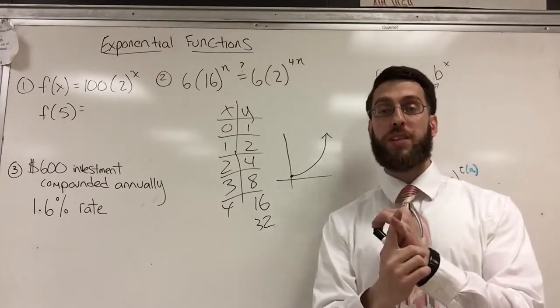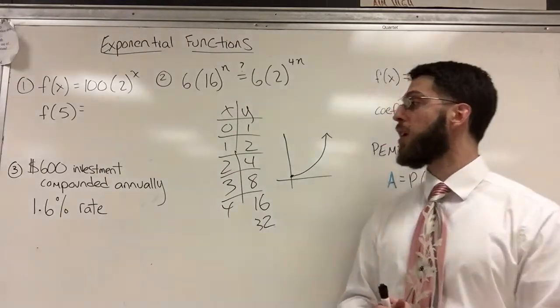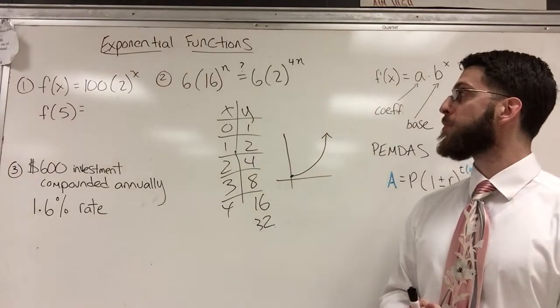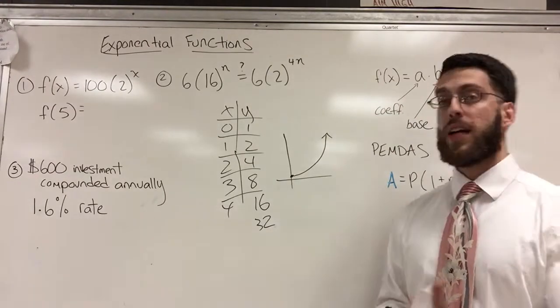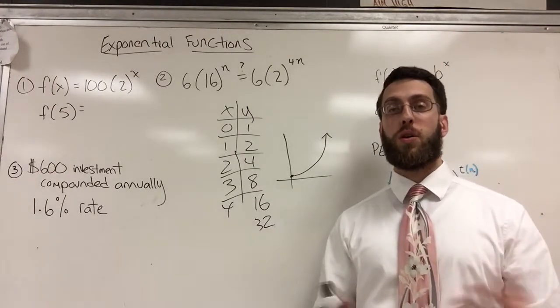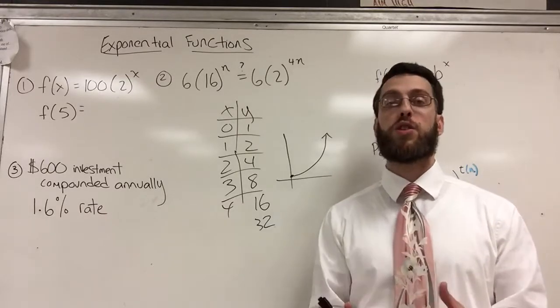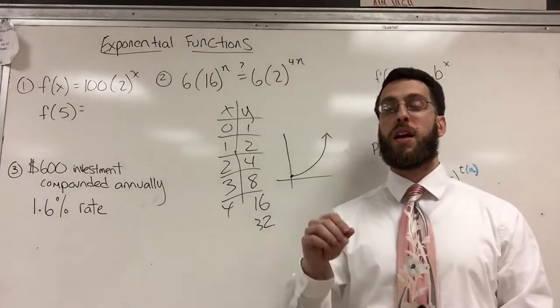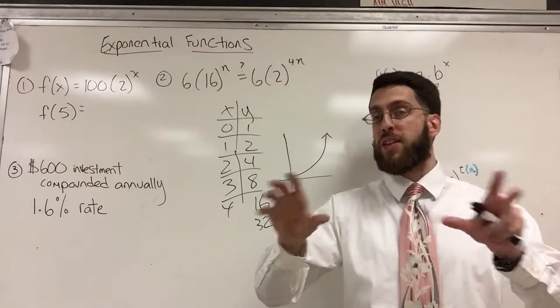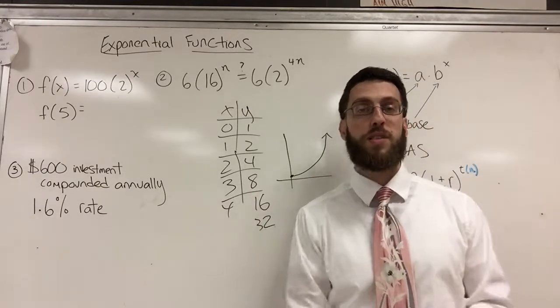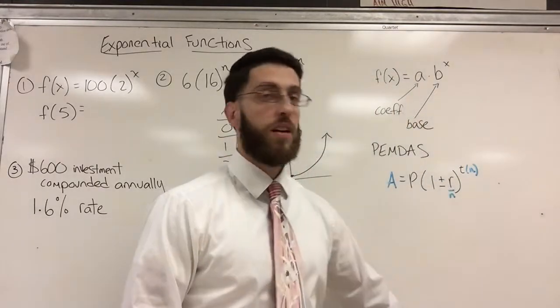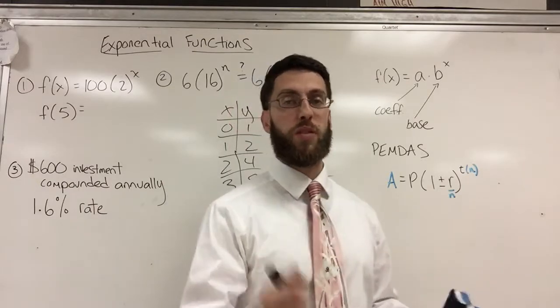Bank money investments are growth. Also, like I said, population or cell division is growth. You hear about the bunny, or there's two bunnies, and then they each have two bunnies, and then those each have two bunnies. So a lot of this stuff is exponential, growing really, really fast.